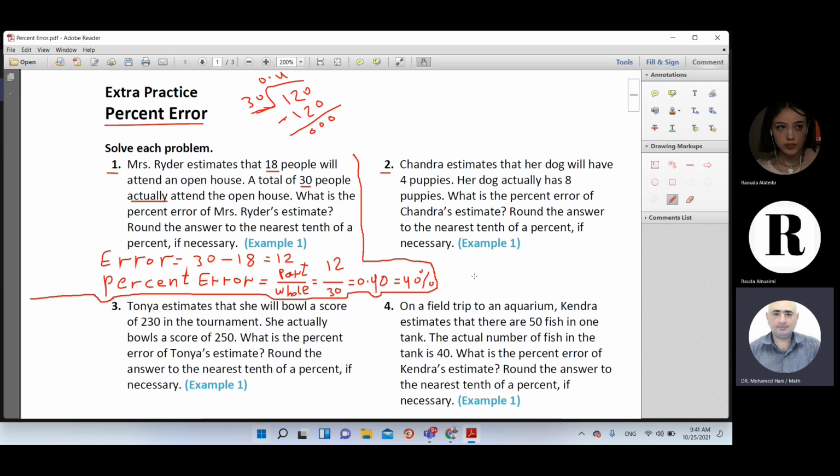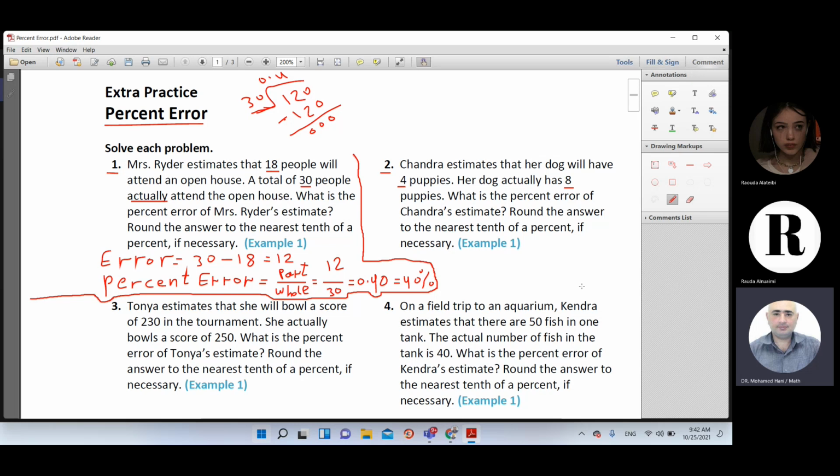Noura, can you read exercise number 2, please? Thank you, Noura. As you see, we have the first value here, 4, and the second value here, 8. But here it says actually 8. So the 8 is more real than 4.